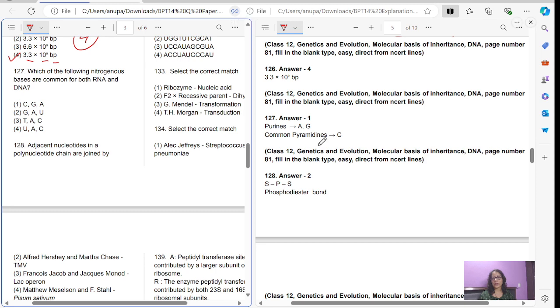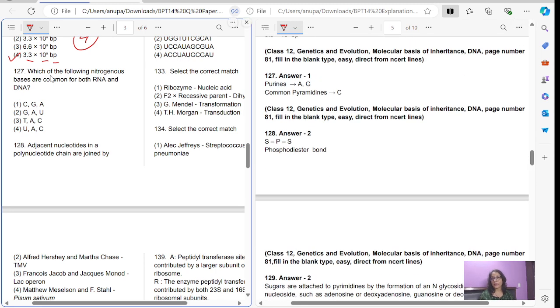Now let's move to question number 127. It states which of the following nitrogenous bases are common for both RNA and DNA. We know that in DNA, adenine, thymine, guanine and cytosine are present, whereas in RNA, adenine, guanine and cytosine are present, and in the place of thymine, uracil is present. So A, G, C are common. Let's check the option. The option is C, G, A. Yes, this is the answer. C, G, A is common in both DNA and RNA.